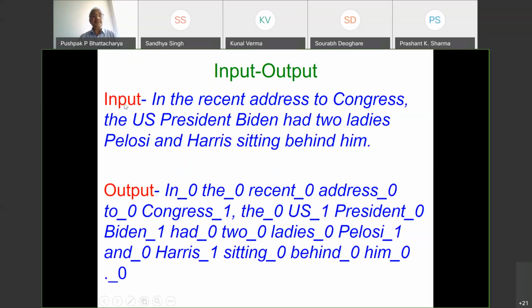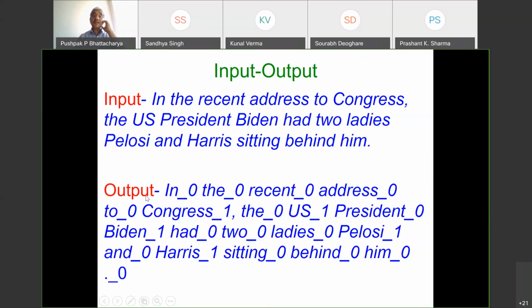The input sentence is, in the recent address to Congress, the US President Biden had two ladies, Pelosi and Harris, sitting behind him. In the recent address to the Congress, the US President, I think it is Biden, had two ladies, Pelosi and Harris, sitting beside him.